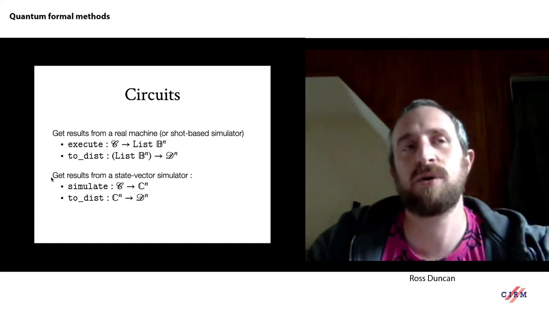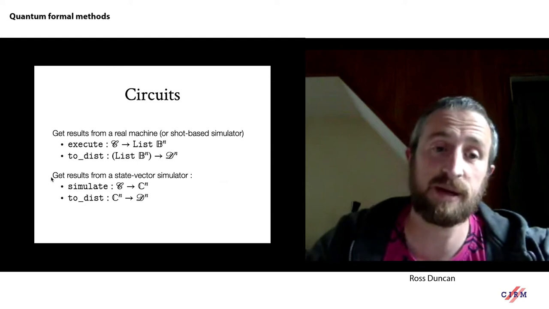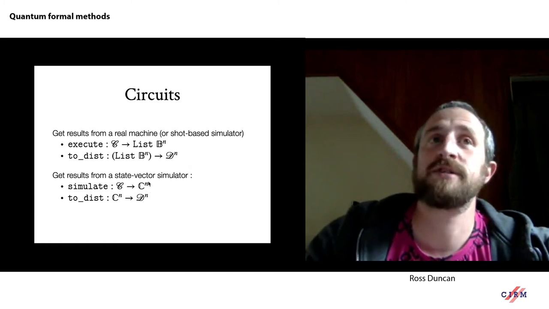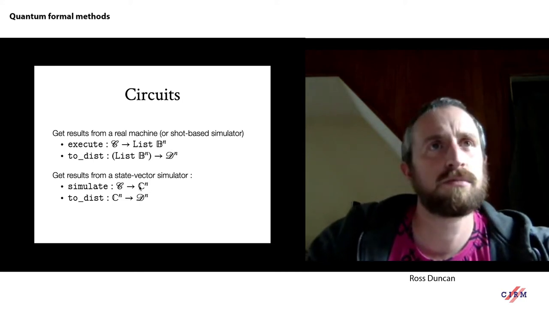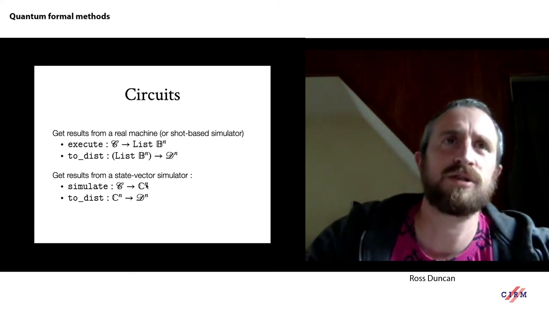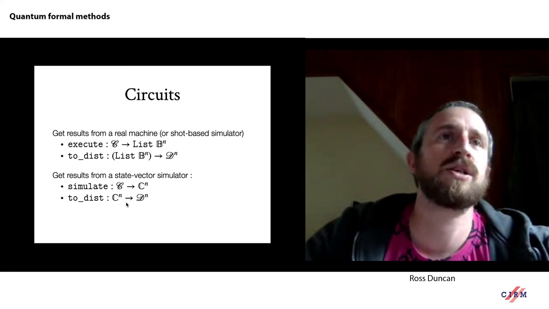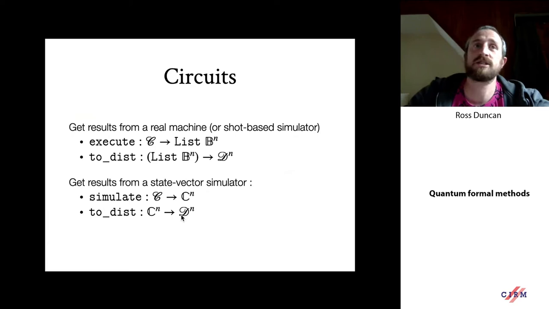Similarly, I don't actually have to run my circuit on a real machine. I can run it on a state vector simulator, which will be computationally expensive, but rather than producing just a list of outcomes, I could have a representation of the final state vector in memory. Potentially very large, but yeah, I just realized that n should be 2 to the n, but that's okay. But again, if I have that state vector in memory, I can just read out its amplitudes from the state vector to get a distribution. In this case, the distribution would correspond to just measuring the state in the standard basis. If I wanted some other basis, then I could easily accommodate that as well.